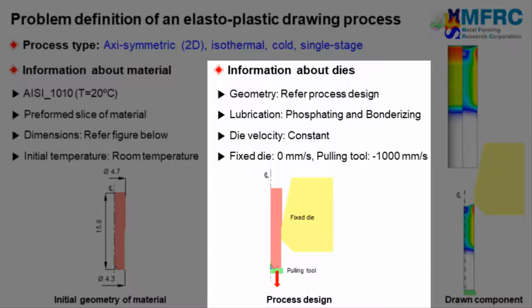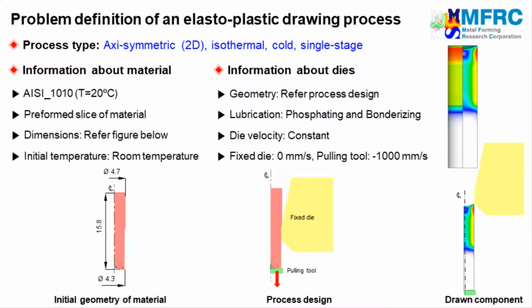Lubricant-coated material for cold metal forming is used in this drawing process. Therefore, a corresponding friction condition with appropriate coefficient of Coulomb friction will be selected. A constant velocity condition will be used in the simulation because the material is assumed to be rate sensitive. The die indicated by a downward arrow will pull the workpiece with a constant velocity of 1000 mm per second. The other die will remain stationary.